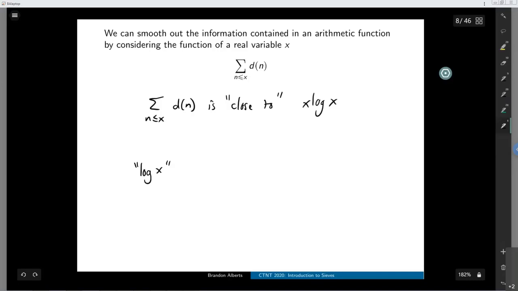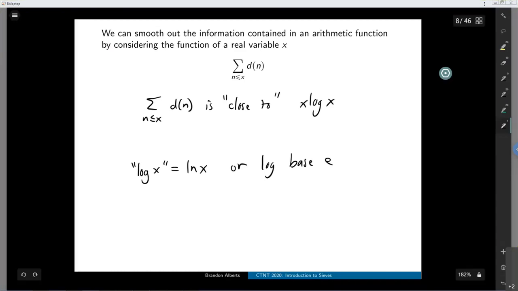We use log x to mean the natural log of x, or log base e. This is a convention used in analytic number theory. I couldn't tell you why. Probably somebody at some point liked how log looked better than natural log. But there might be a better reason that I'm just not aware of.